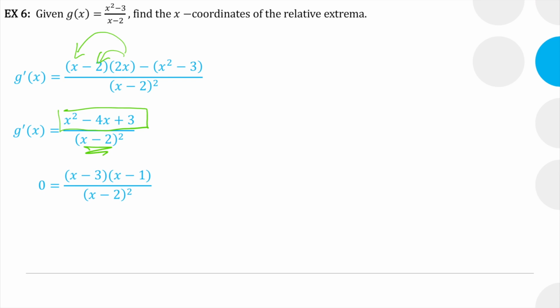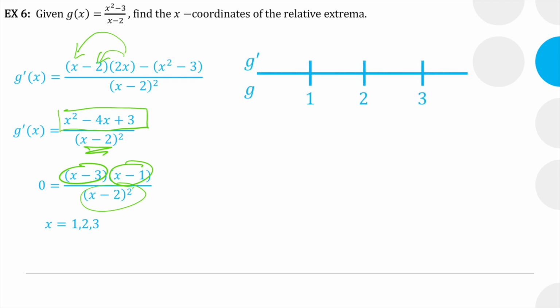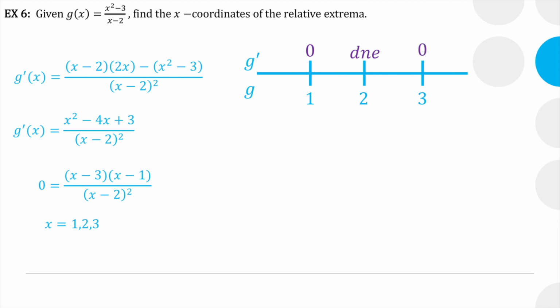There we go. So it's pretty clear to see some of our critical values here. On the top, we've got zeros of 3 and 1. And on the bottom, we have an undefined spot of 2. So here we go with our picket fence. So 1 is a 0. 2 is a place where the derivative doesn't exist. And 3 is another 0.